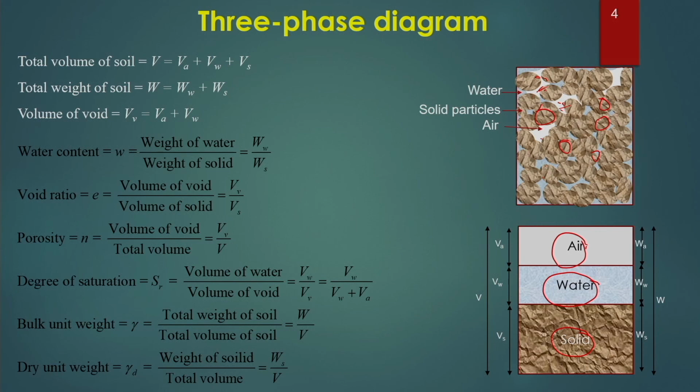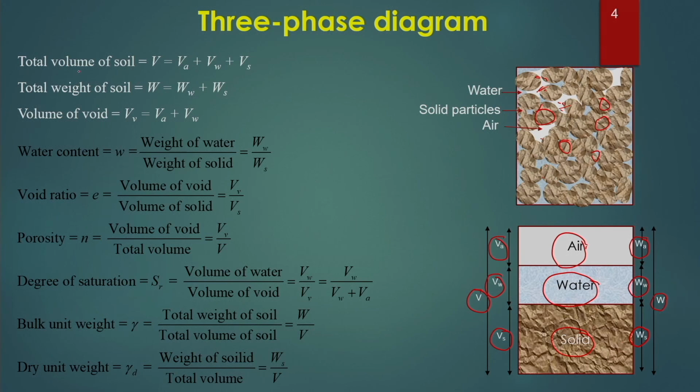Let the volume of the soil be capital V. Now, this volume is made of three things. One, the volume of solid. Second, the volume of water. Third, the volume of air. And then we take the weight of the soil. The weight of the soil is made of three things: weight of solid, weight of water and weight of air. Since the weight of air is 0, we can ignore that one. So, we can say the weight of the soil is made of weight of water and weight of solid.